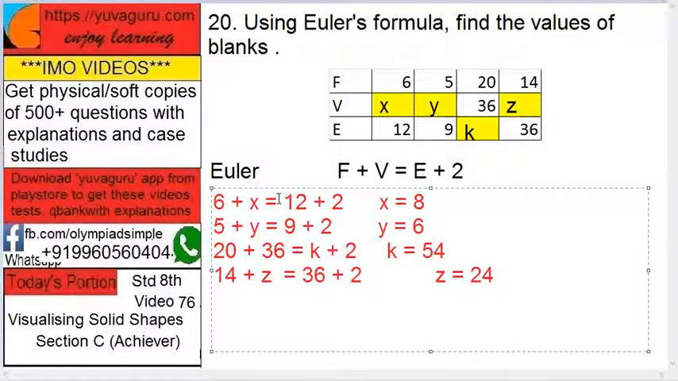6 plus x equals 12 plus 2. So x equals 8. 5 plus y equals 9 plus 2. y equals 6. 20 plus 36 equals k plus 2. Right? k equals 54. 14 plus z equals 36 plus 2. So z equals 24. So once you know the formula, remaining things are easy.